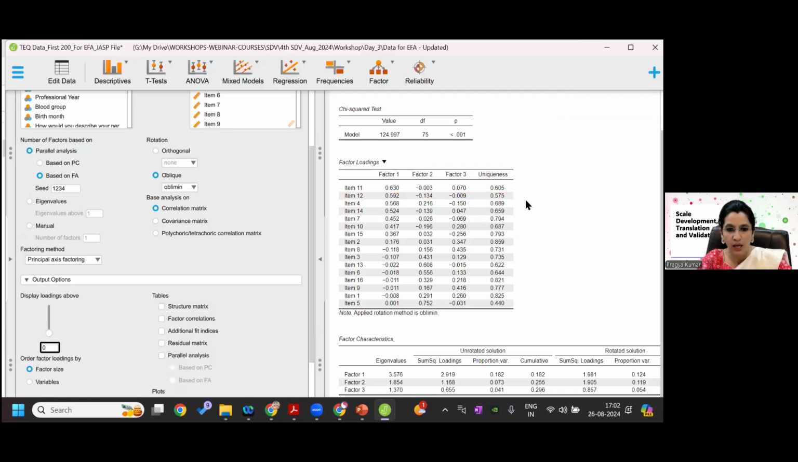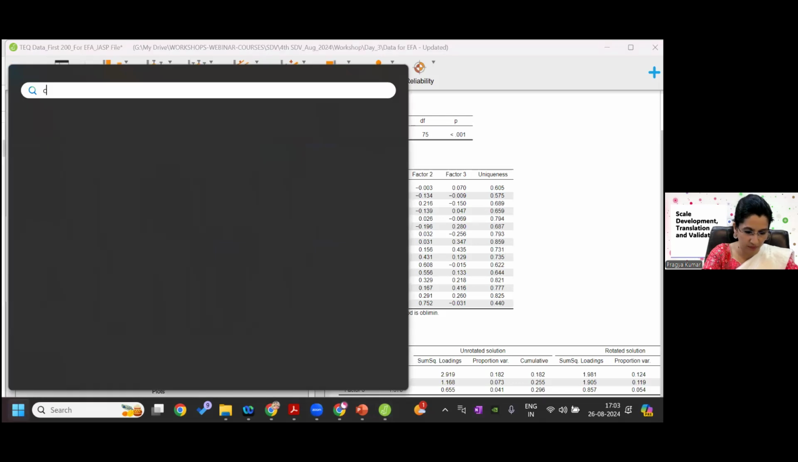So now I told you to calculate. All of you please calculate the communality of item 11. What will be the communality? How did I explain the communality? Communality is lambda 1 square of factor 1 plus lambda 2 square of factor 2 plus lambda 3 square of factor 3. This is the communality, meaning shared variance. Shall I do it on the calculator?